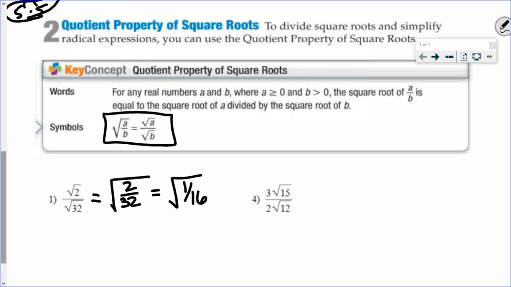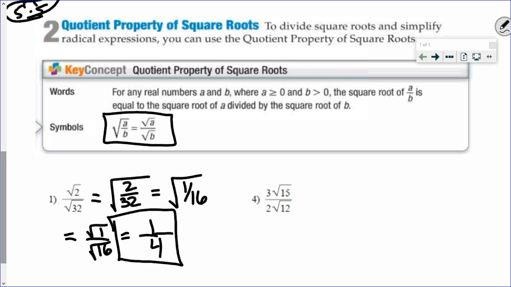And then to take the square root of this, let's actually undo the quotient property and split this apart. This becomes the square root of 1 over the square root of 16. The square root of 1, of course, is 1. The square root of 16 is 4. So this all simplifies to 1/4.